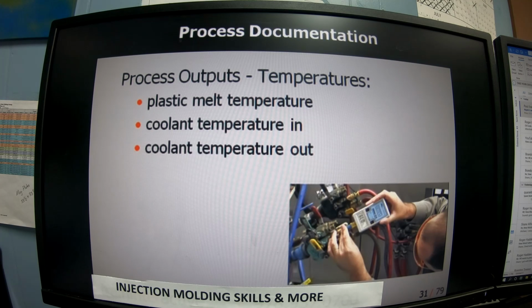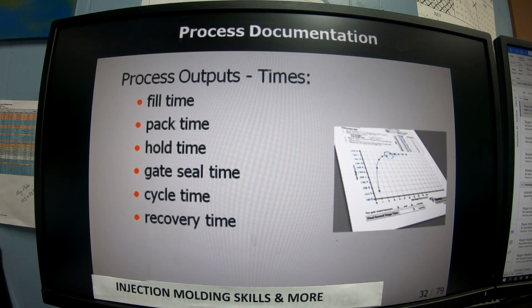As an example of a process output, let's talk about temperature. You should always record the actual plastic melt temperature along with the coolant temperature in and out of the mold. Another example that a scientific troubleshooter looks for specifically are items such as fill time, pack time, hold time, gate seal time, cycle time, and recovery time.